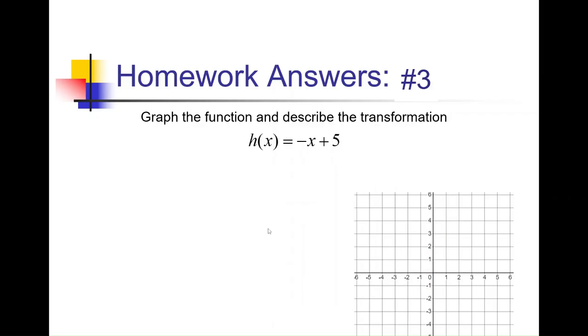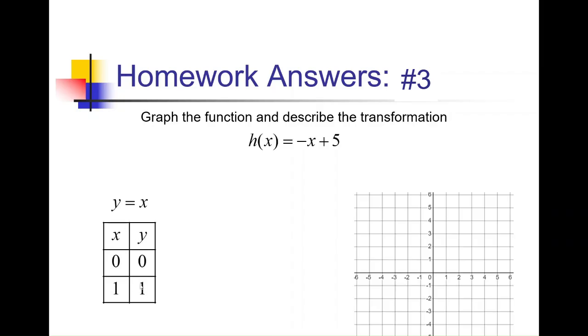On this problem, they're asking us to transform this function and describe what we did. So this is a linear function. We have the x to the first power going on. You might recognize this as being in y equals mx plus b form. So I'm going to use y equals x as my parent function. And the table that goes with that, we have the points 0, 0, and 1, 1, and many other points, but we just need 2.